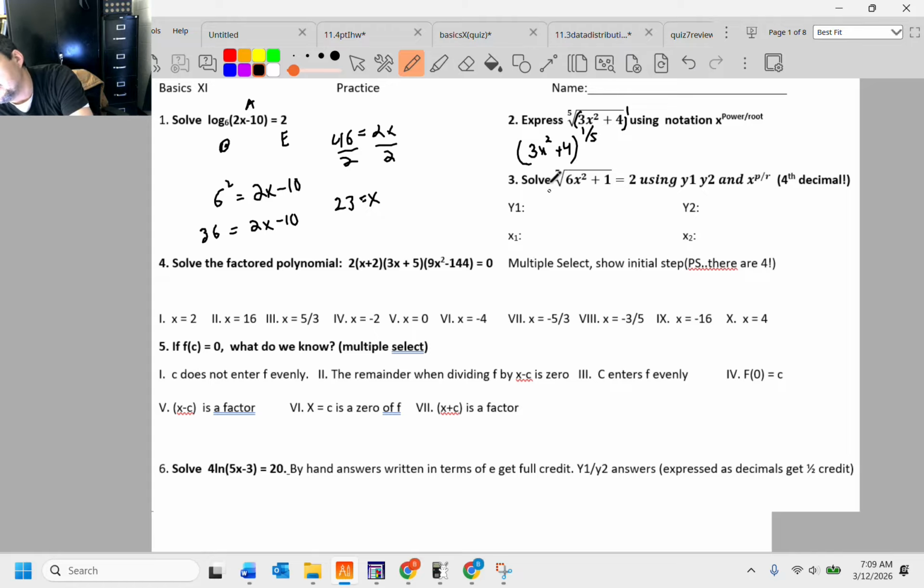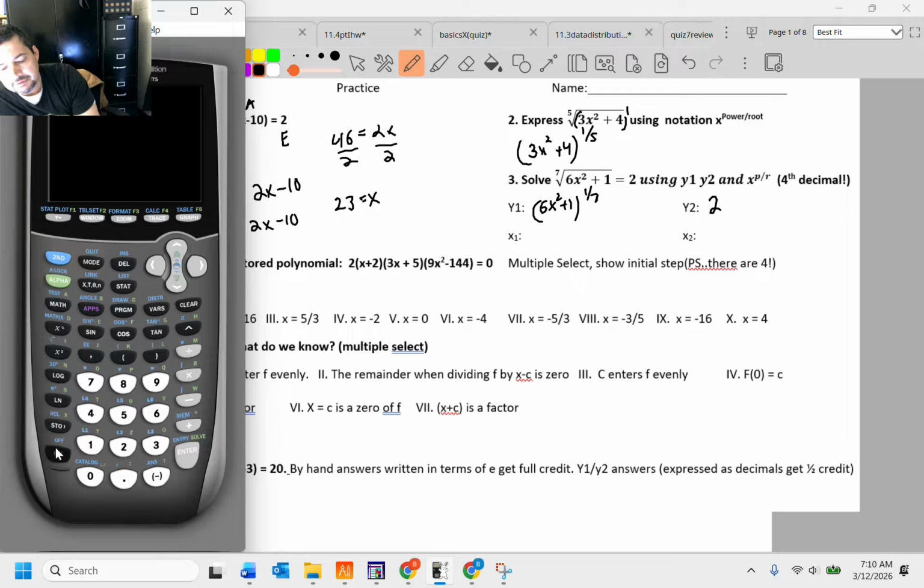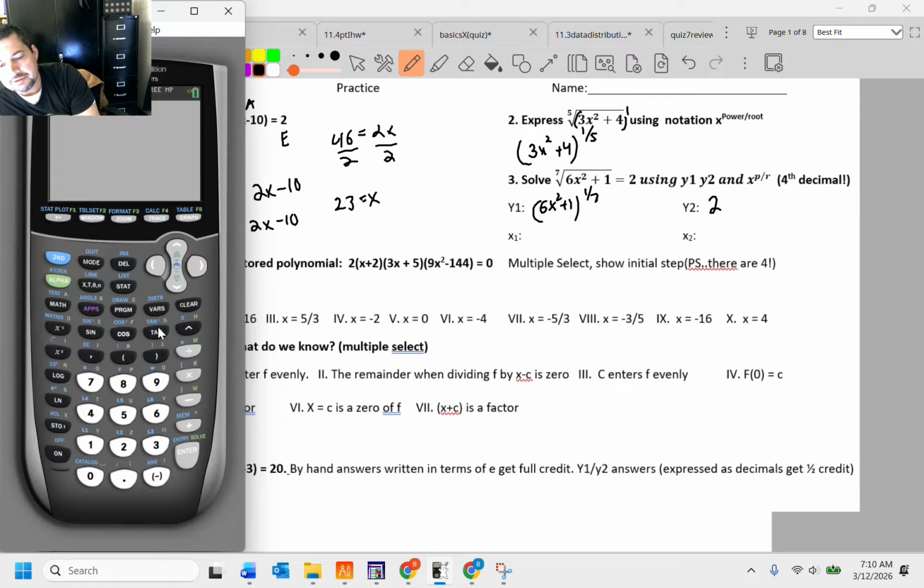7, solve this bad boy. Let's see, we have 6x squared plus 1 to the 1/7 equal to 2. And then we go to our TI-84 and we push buttons. Pretty sure I got stat plots on, so let me turn that off. Reminds me I need to reset all my calculators today. And I'm at y equals.